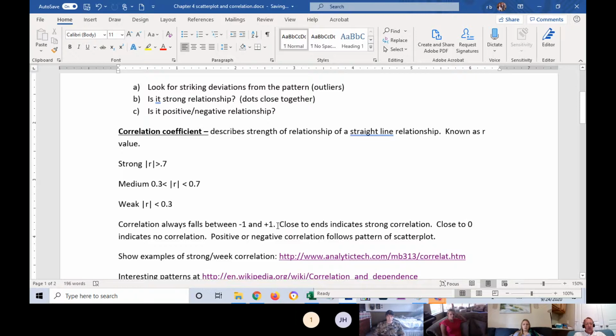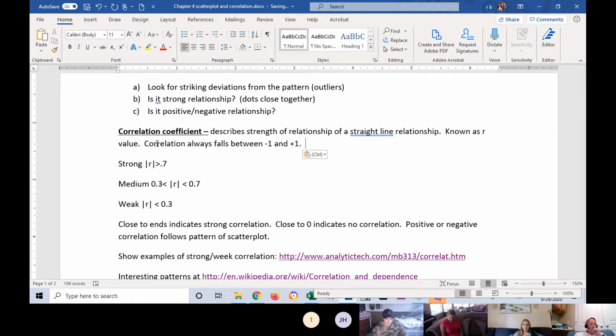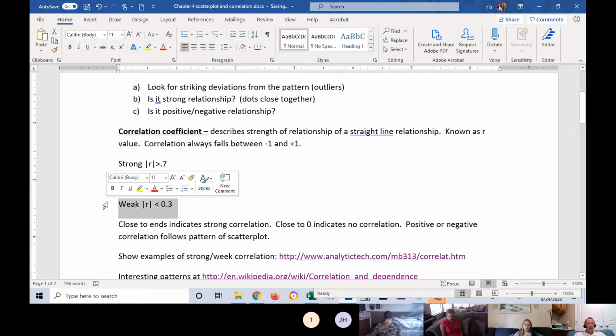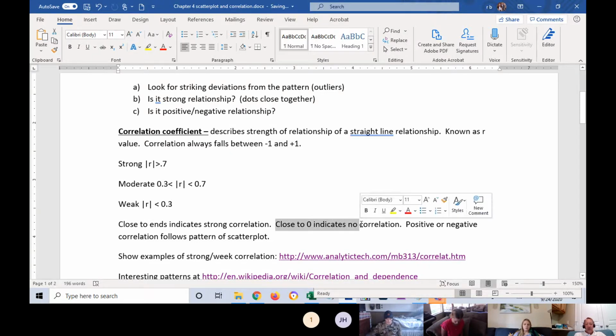So correlation, maybe I should do this first. Correlation is always between -1 and +1. A strong correlation, we would say the absolute value would be greater than 0.7. Maybe I should call this moderate. Moderate correlation would be between 0.3 and 0.7. And a weak, your absolute value of R would be less than 0.3. So close to the ends, meaning -1 and +1, indicates a strong correlation. Close to 0, maybe I should put can indicate no correlation.